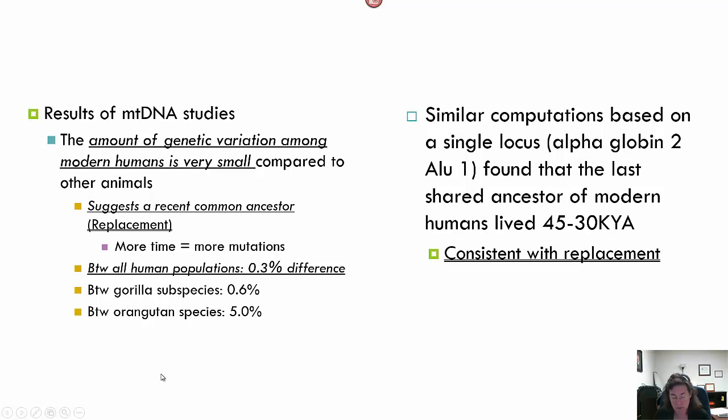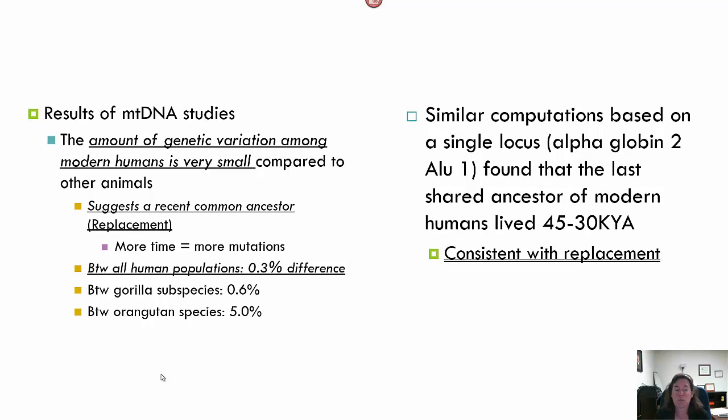Another very interesting result of this study is that the amount of genetic variation among modern humans is really small, especially compared to other animals. And this suggests, once again, a very recent common ancestry, which supports replacement, because the more time that's evolved, the more mutations that would have accumulated.